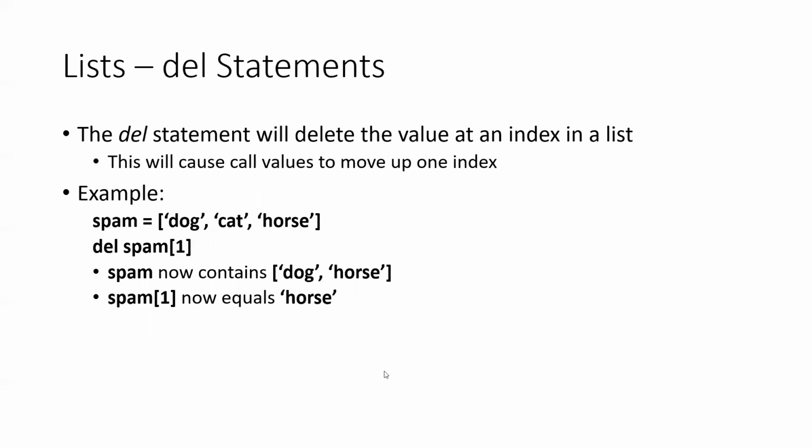When dealing with lists, we have the del statement, in which case we can delete a specific value at an index. In other words, we need to know what index we want to delete. This will cause all cells to move up one index. So for example, if we have a list dog, cat, horse, and we delete spam[1], which is going to remove the cat out of there, we now have spam as dog, horse. Spam[1] is now equal to horse from that point on.